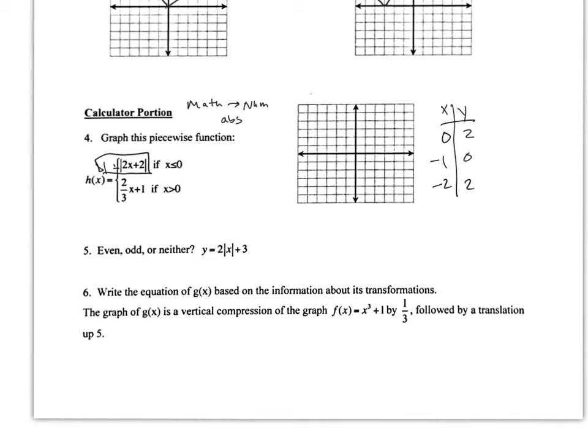So when you look at the table, you'll see that these are the y values. So we're going to have 0, 2. Now we know this is closed because this thing has a line under it. And then we come down here to -1, 0, and then -2, 2.